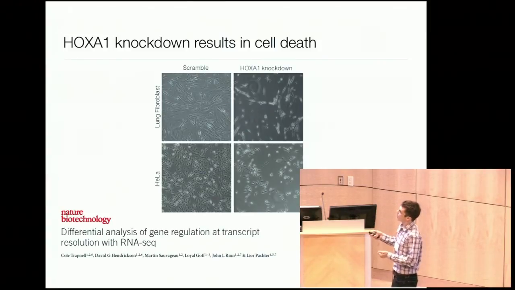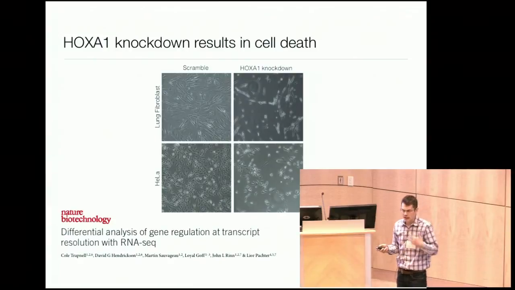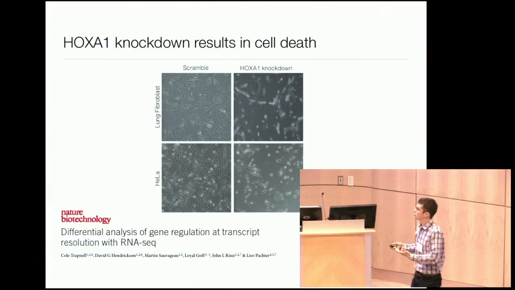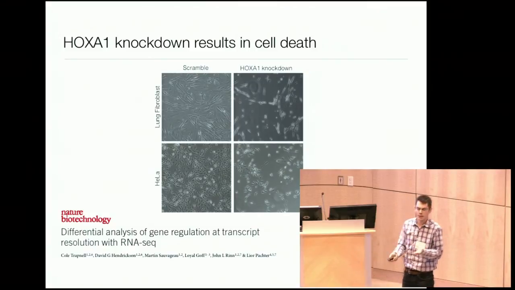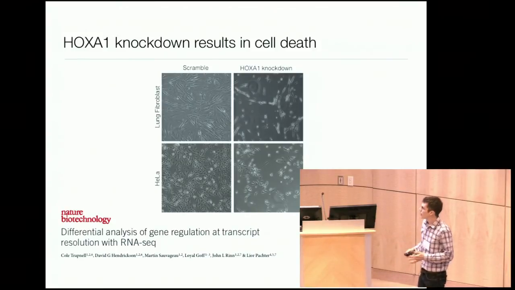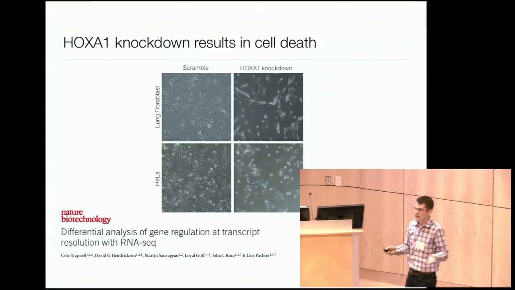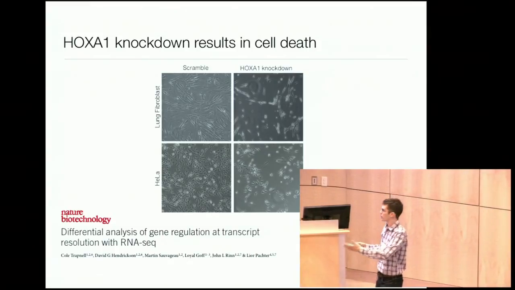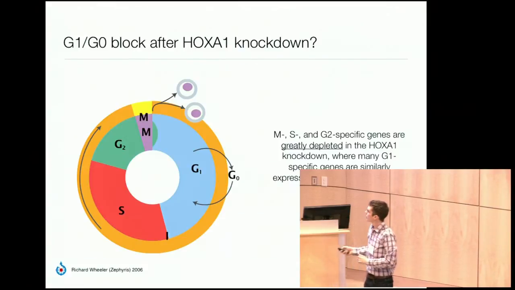So he knocked HOXA1 down, for example, in lung fibroblasts and found, very surprisingly, that within 72 hours, even after 48 hours, just about all the cells were dying and on their way out, and very few remained. He was able to reproduce the same result in HeLa. And after very carefully checking for off-target effects and things like that, he did some extremely deep RNA-seq and microarrays to boot to compare. And we rolled the whole experiment into a paper that talks about CuffDiff.